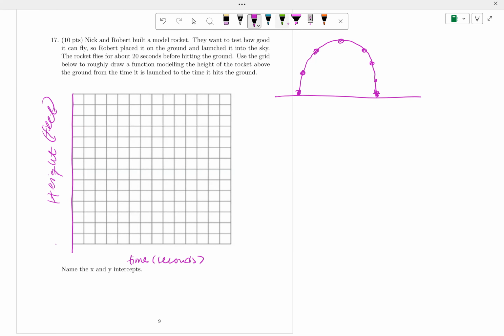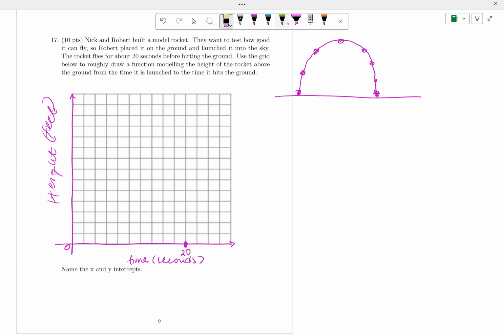And this is the x-axis right there. Okay. This is 0, 0 on that grid. So we know that they're launching this from the floor, and it's going to be in the air for 20 seconds. Okay, so let's say here, let's call that 20 seconds. So this is the 20-second mark.